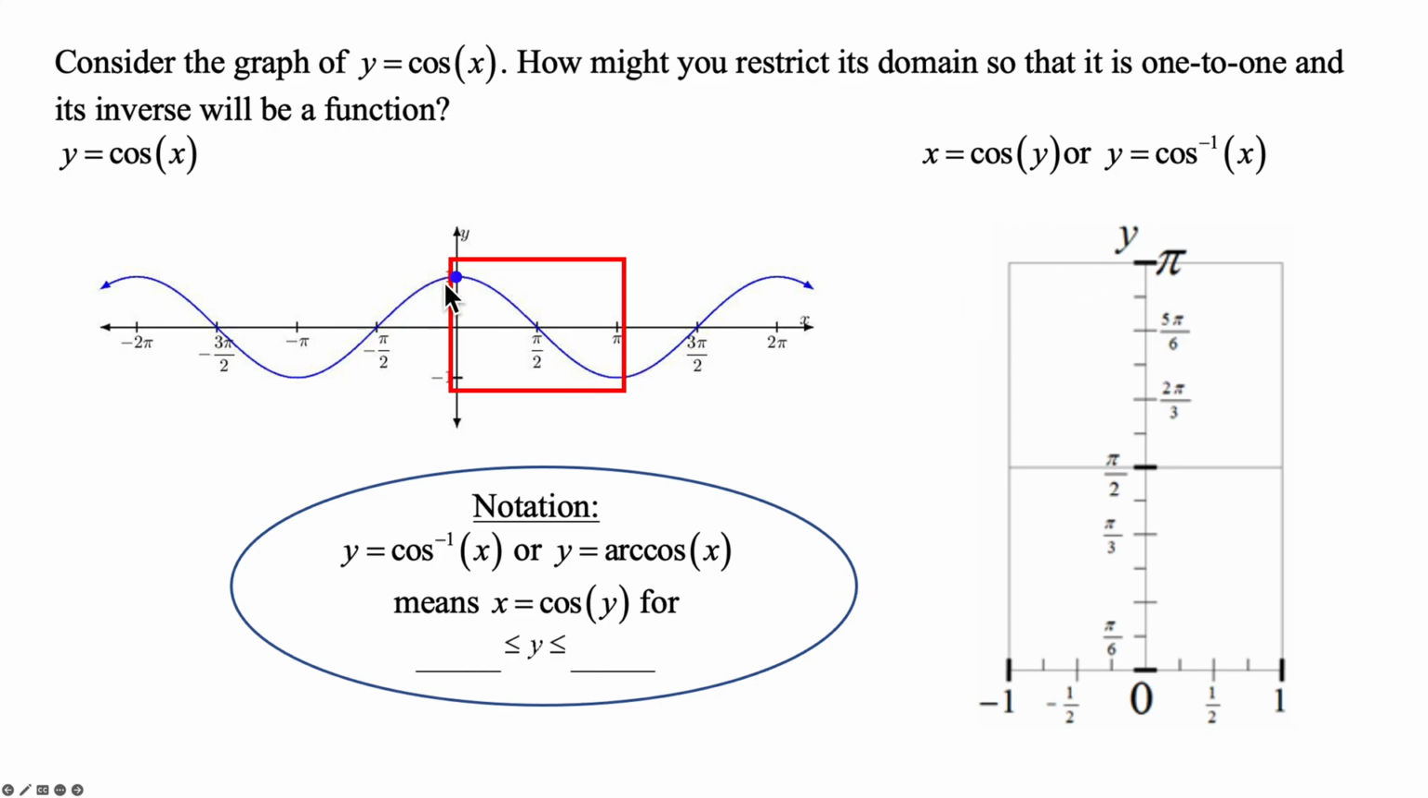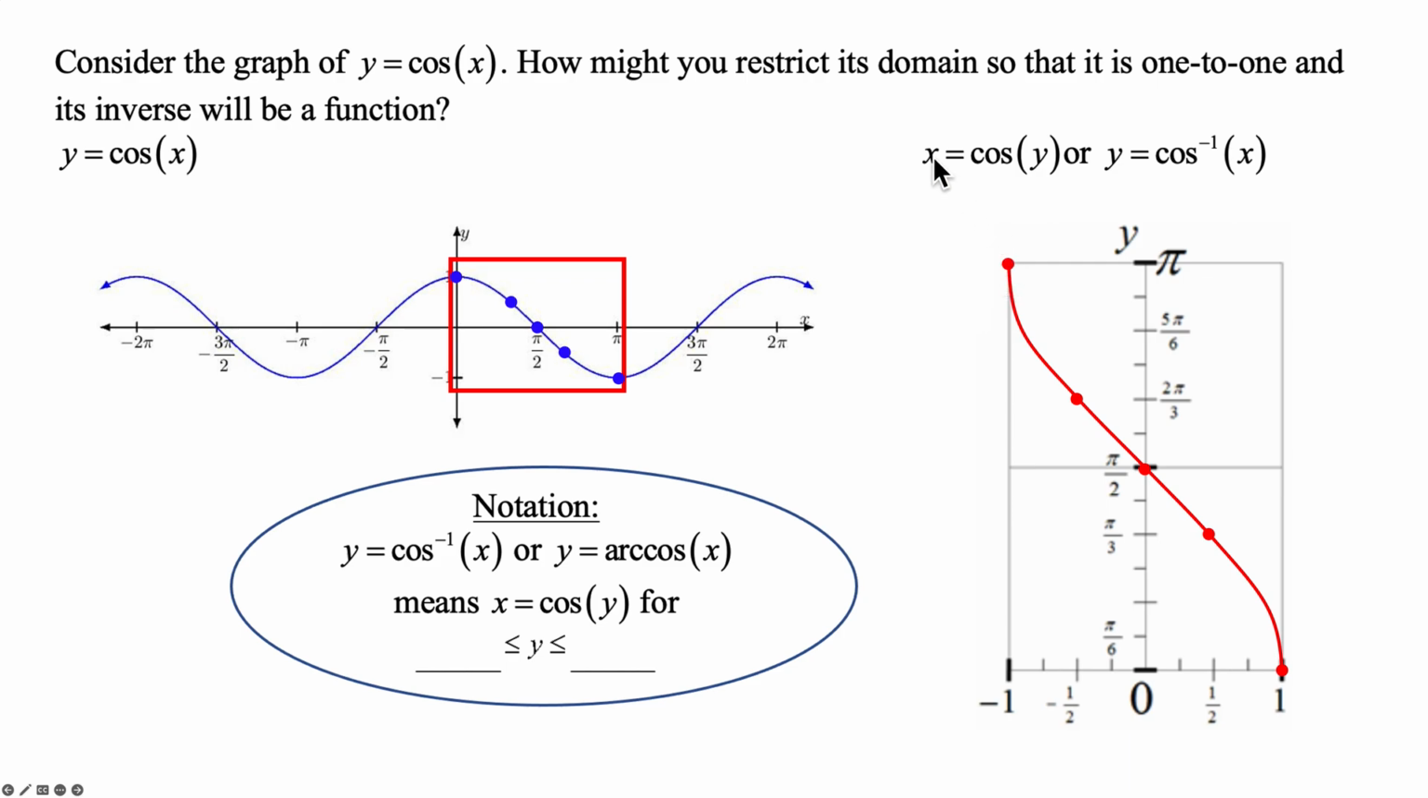So my first point, starting up here at 0, 1, is now 1, 0. Then at pi over 3, we'll be at a half, so 1/2, pi over 3. Pi over 2, 0 is now 0, pi over 2. 2 pi over 3, -1/2 is now -1/2, 2 pi over 3. And pi, -1 is now -1, pi. That's my inverse cosine function graph.